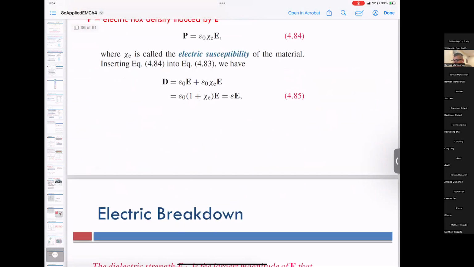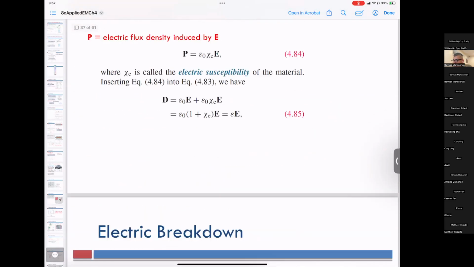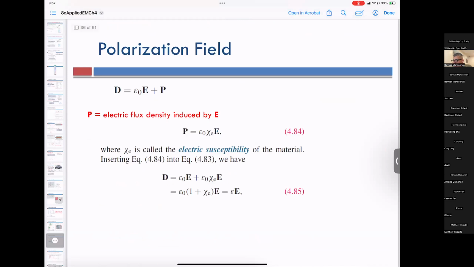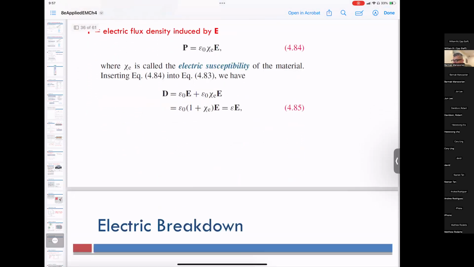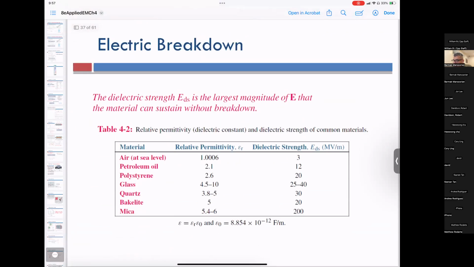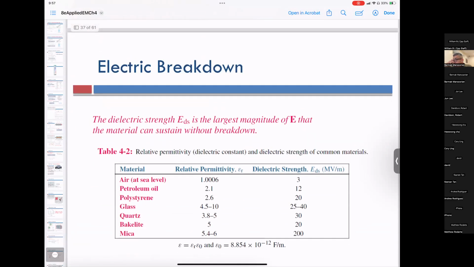I'm not going to talk about polarization, because not all materials are able to get polarized. We don't necessarily deal with polarized capacitors. I see that less and less. So mostly what we deal with isn't really polarized.